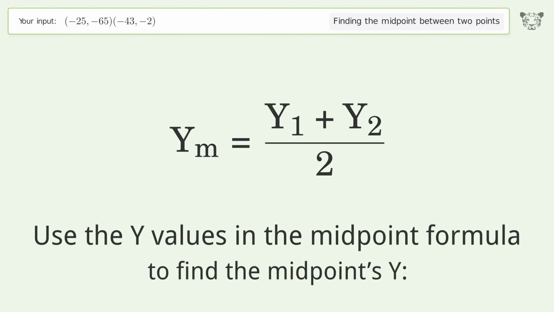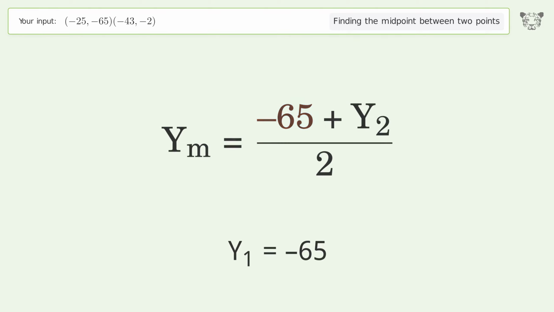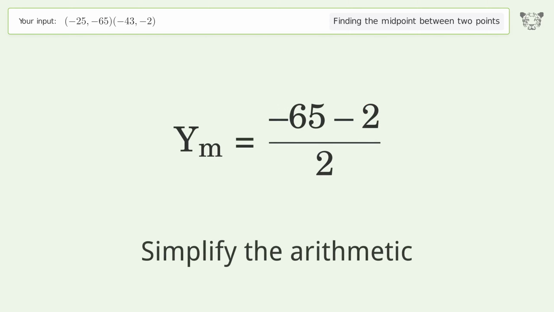Use the y values in the midpoint formula to find the midpoint's y. y1 equals -65. y2 equals -2. Simplify the arithmetic.